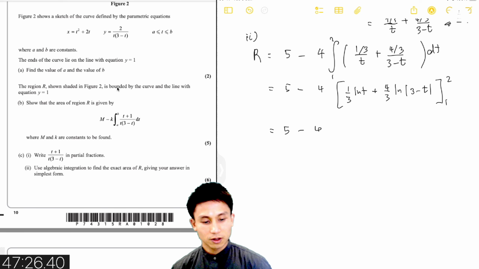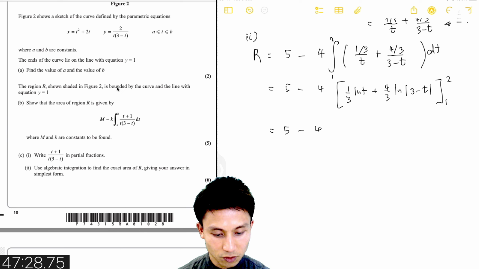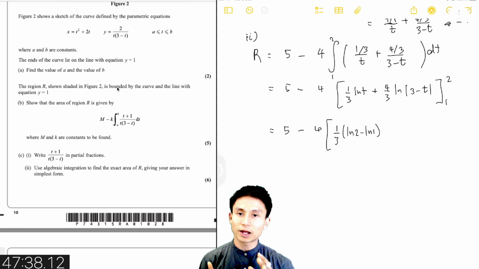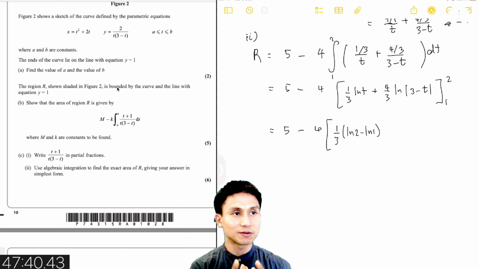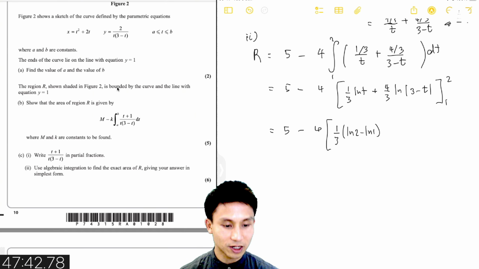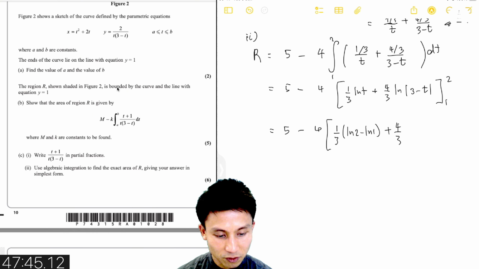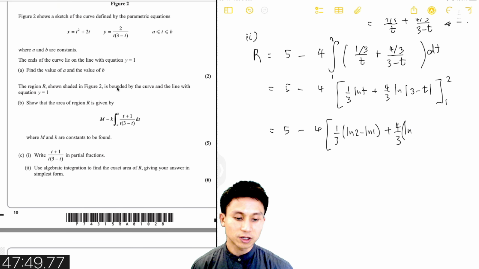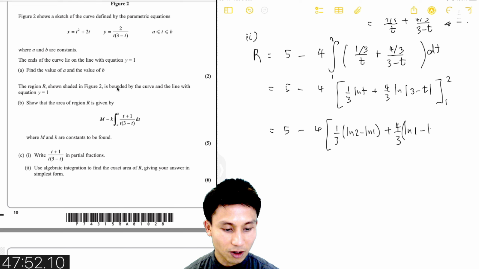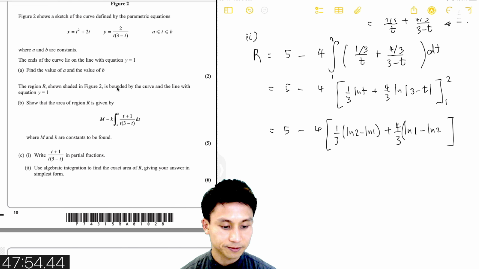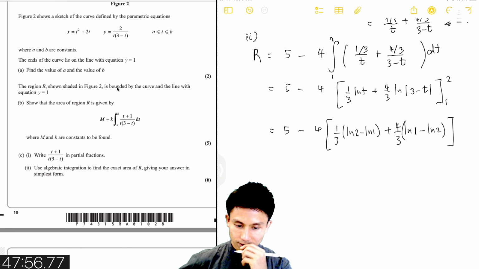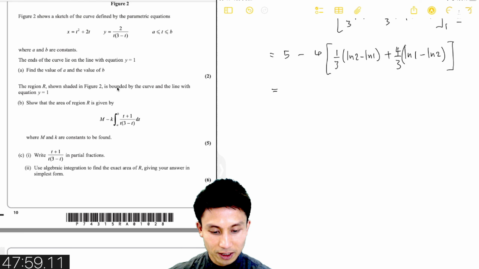Okay, so yeah, now let's do it like this: 1/3 ln 2 minus ln 1. So basically I'm substituting 2 and 1 for each term. So I'm substituting 2 bounds for each term already. And then plus 4 over 3. And then what do we have here? So if sub 2 in, we get ln 1. Sub 1 in, we get ln 2. Yeah, just like that. All right, and we simplify the whole thing. That should work now.